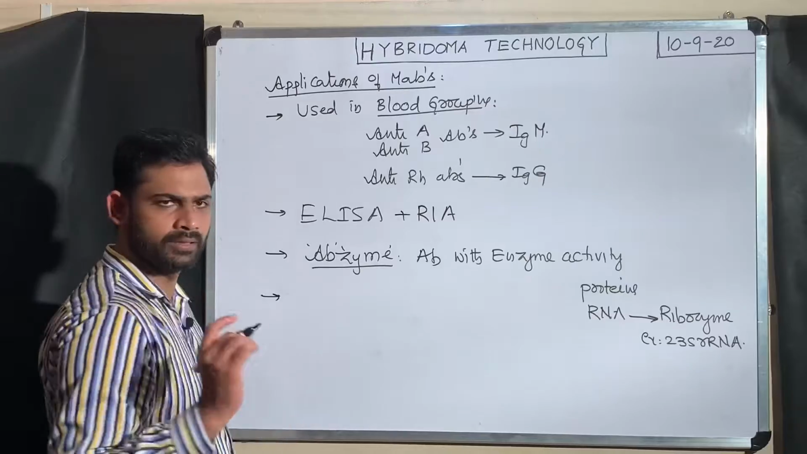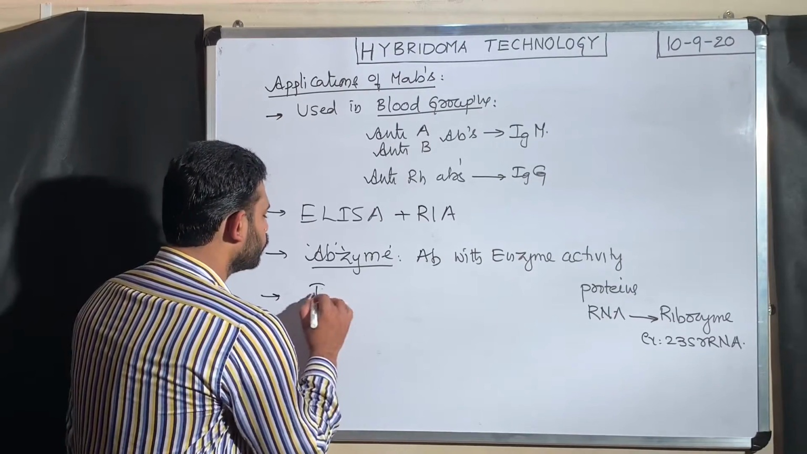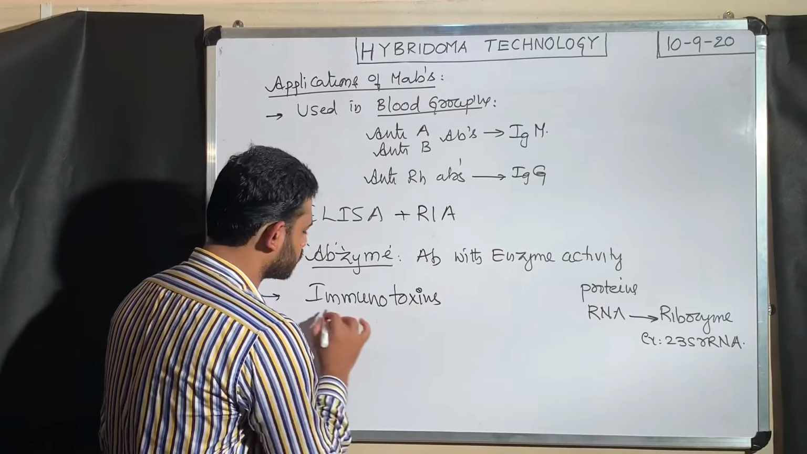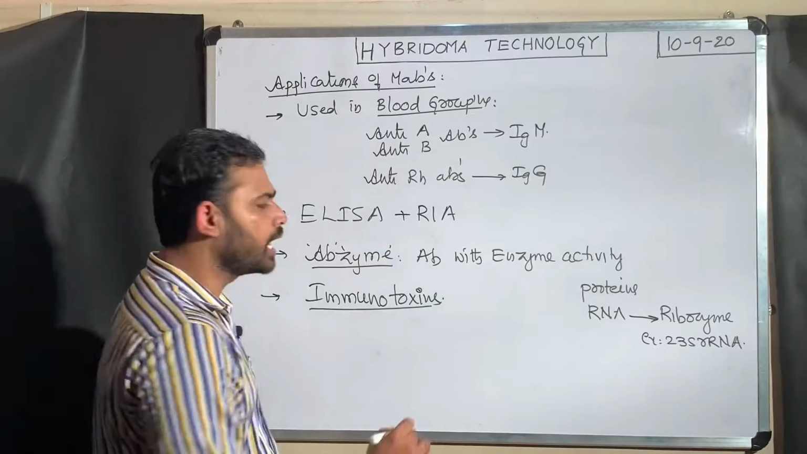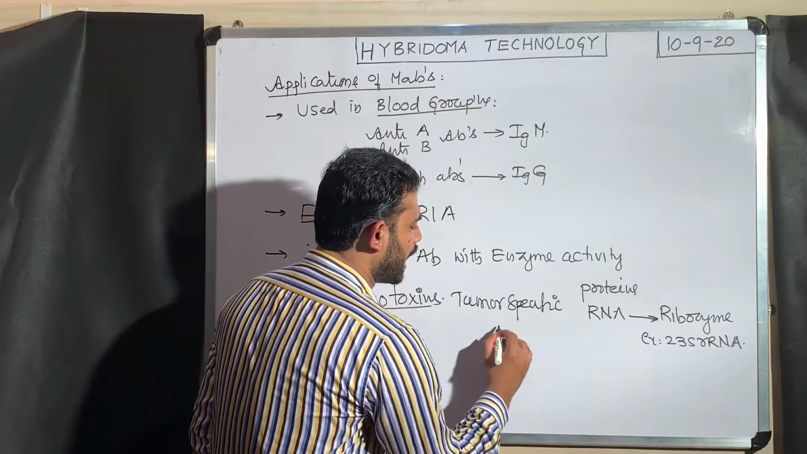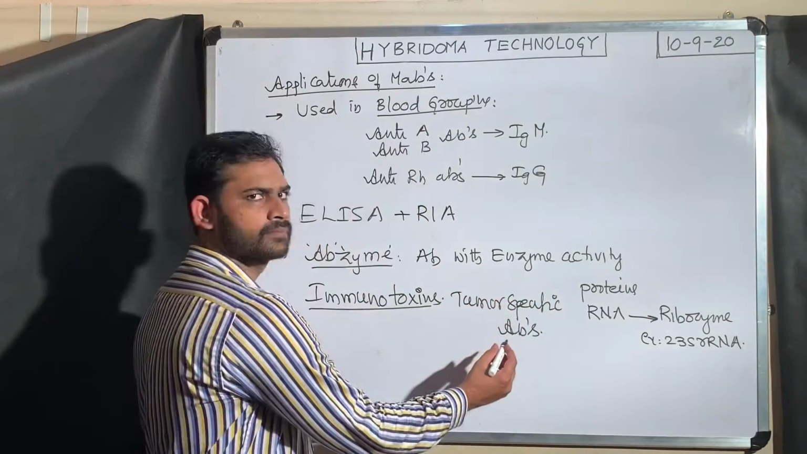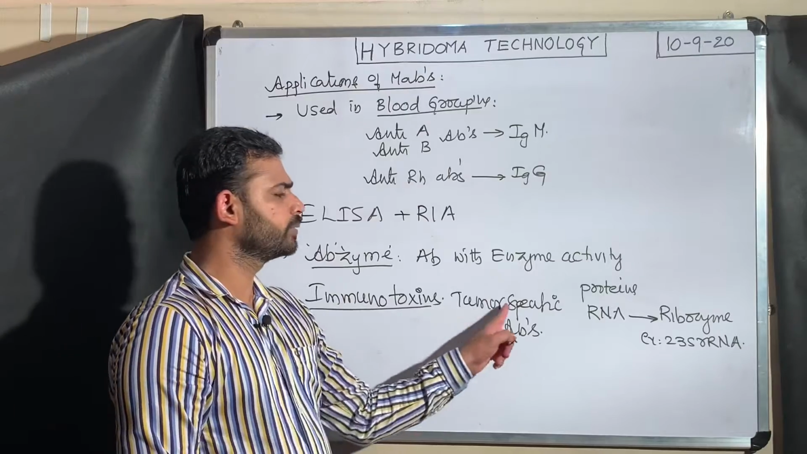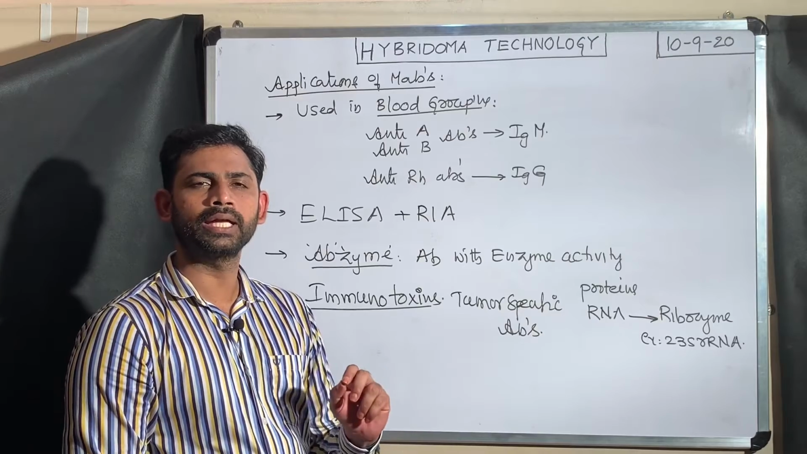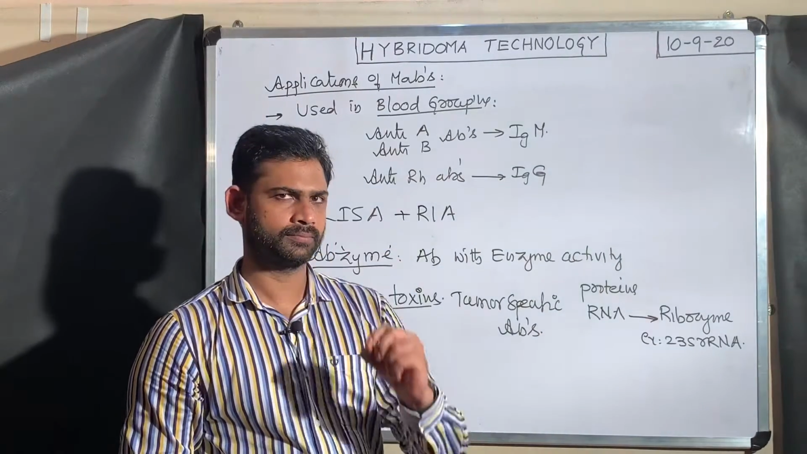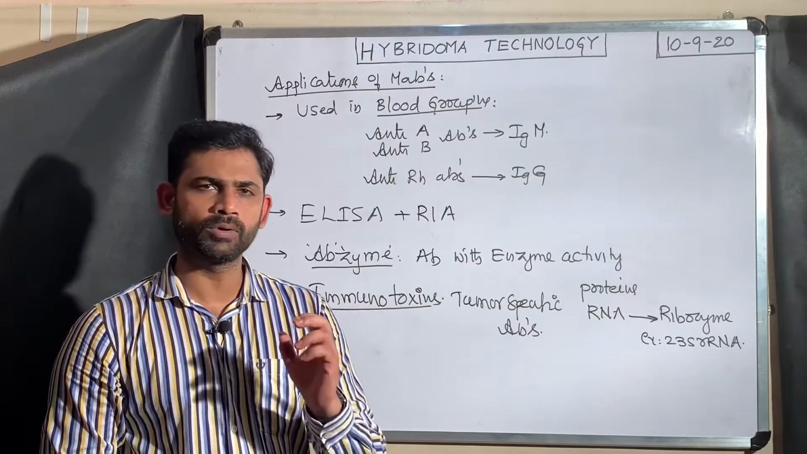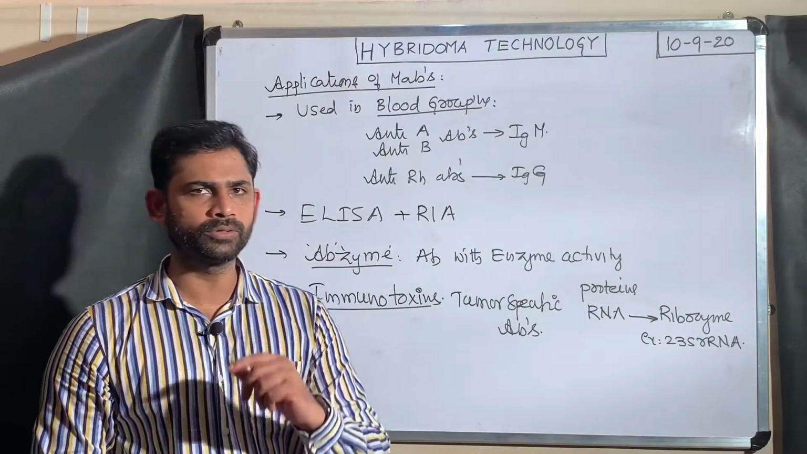The next application: monoclonal antibodies are used as immunotoxins. The great application, immunotoxins. These immunotoxins are tumor specific antibodies. That means these antibodies go and react with a particular tumor. Normally, when we speak of tumors, we never discuss benign tumors. We always speak about malignant tumors.